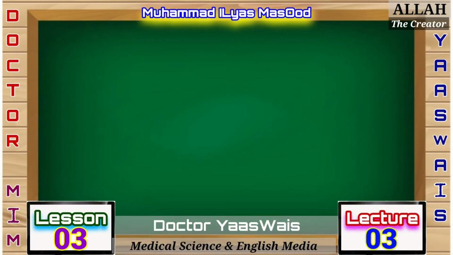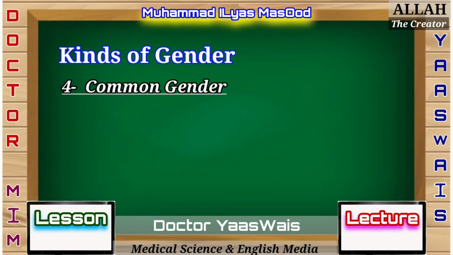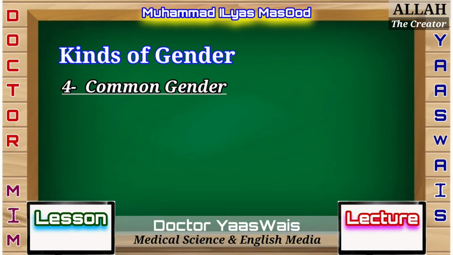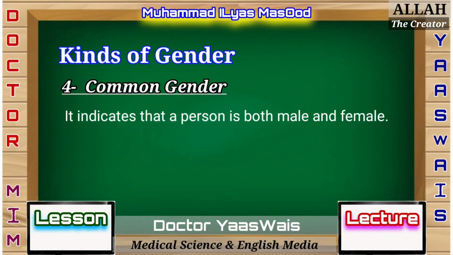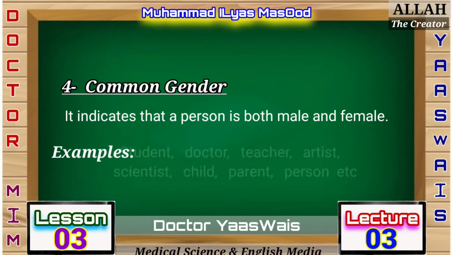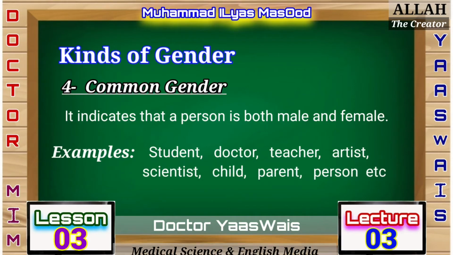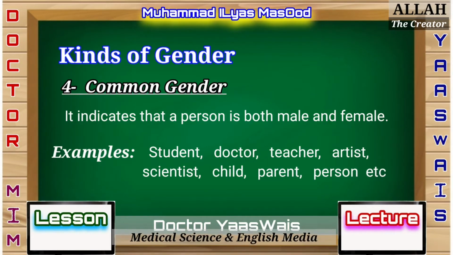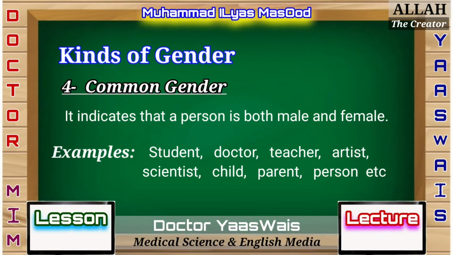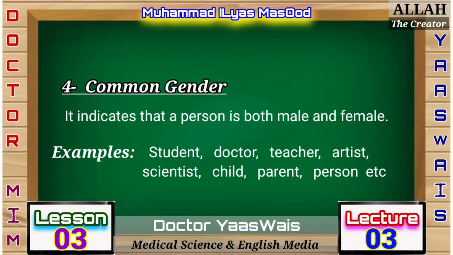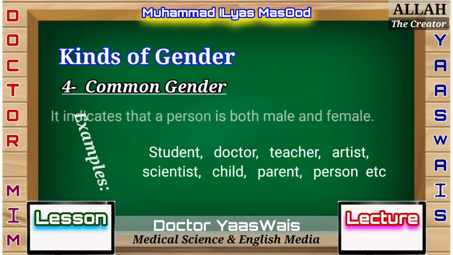Fourth and last kind of gender is the common gender. Common gender is a gender which indicates that a person is both male and female. For example, student. A student can be male as well as a female. The same is the case with doctor, teacher, artist, scientist, child, parent, person, and many more.